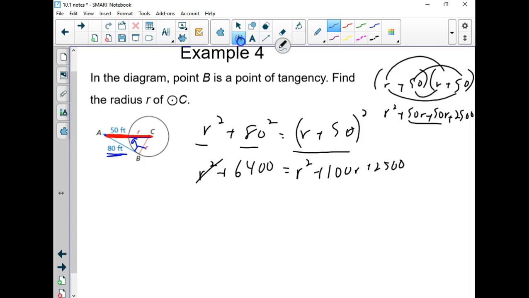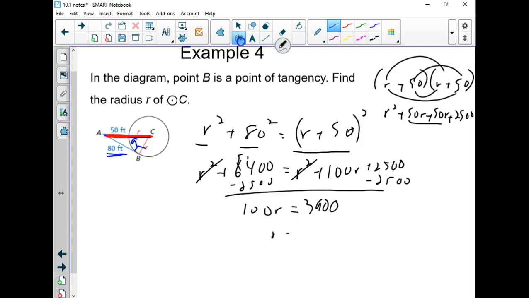If you subtract R squared, these actually cancel. Now you just have to move the 2,500 over, and you get 100R equals 3,900, and then we divide by that, R equals 39. So the radius of that circle is 39. And now that makes sense. 50 plus 39 is 89. And that is bigger than 80.